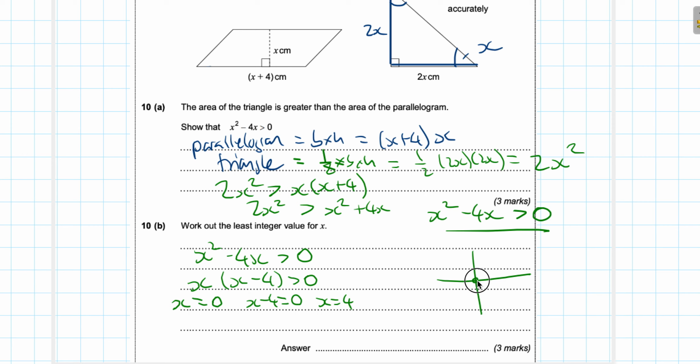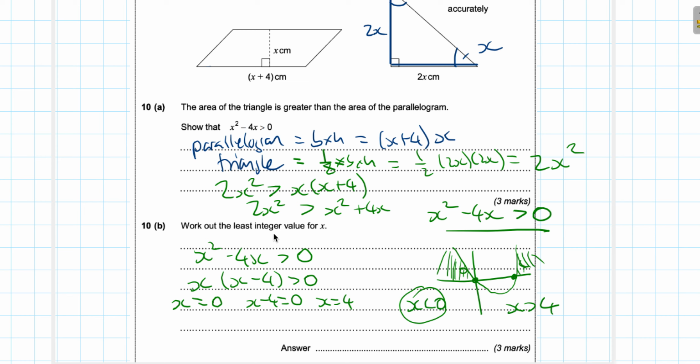So that allows us then to draw our graph. This is 0 and this is 4, and we can just sketch a quadratic. From here, it means that we're finding when it's greater than 0. So when it's greater than 0, we've got the terms when x is less than 0, and we've got the terms when x is greater than 4. Now the least integer value for x, the first thing we're going to look at here is x less than 0. Always consider your situation here.